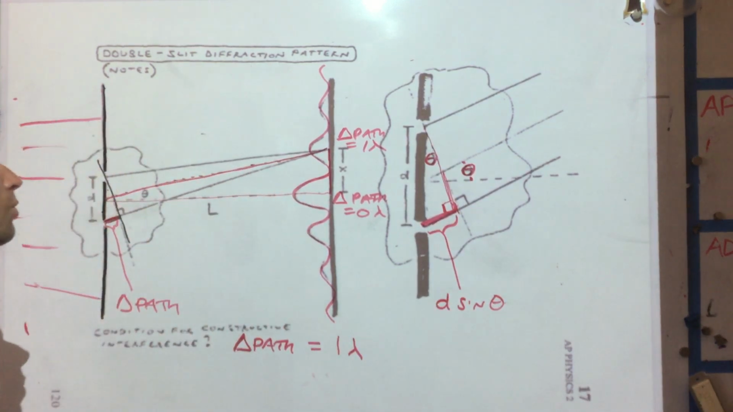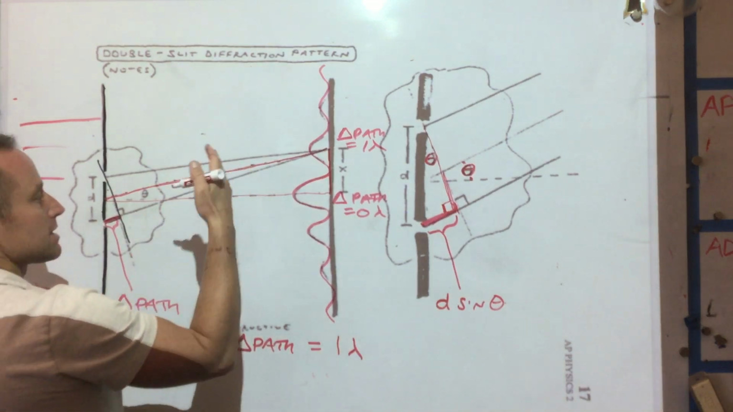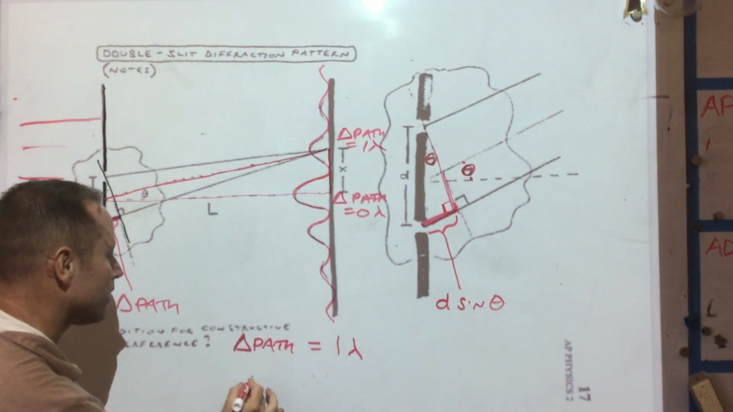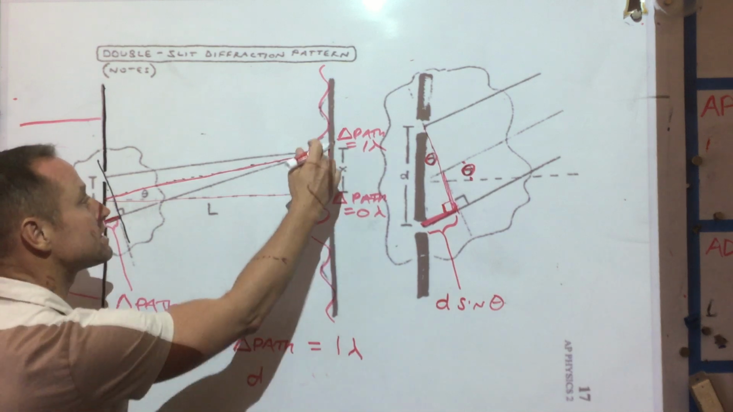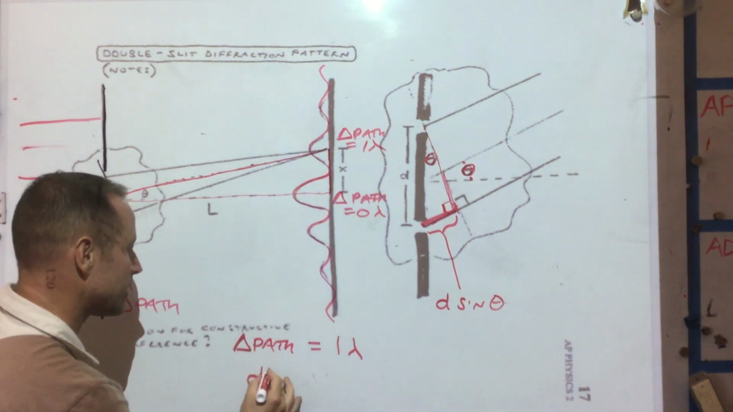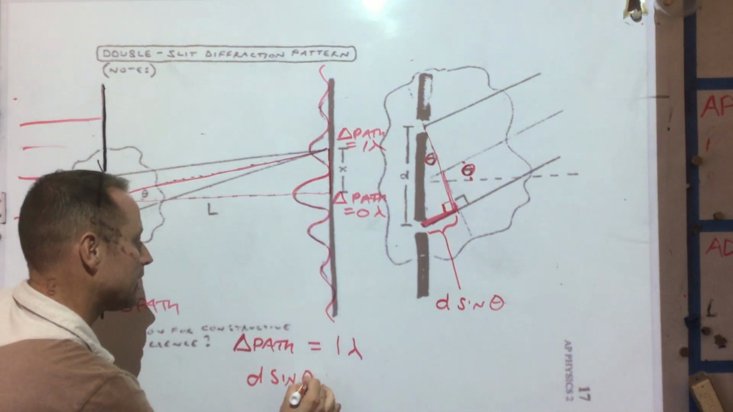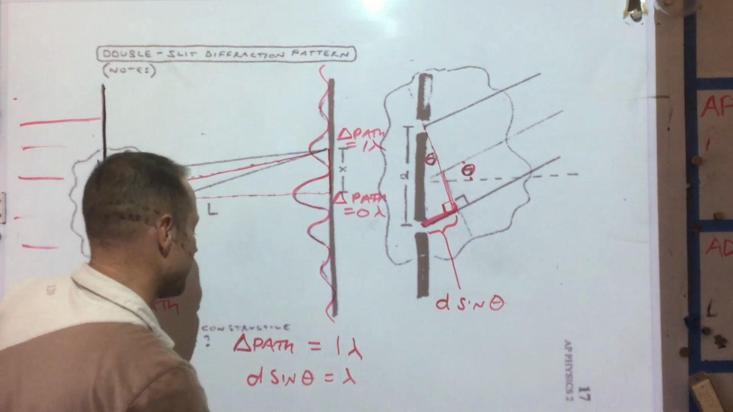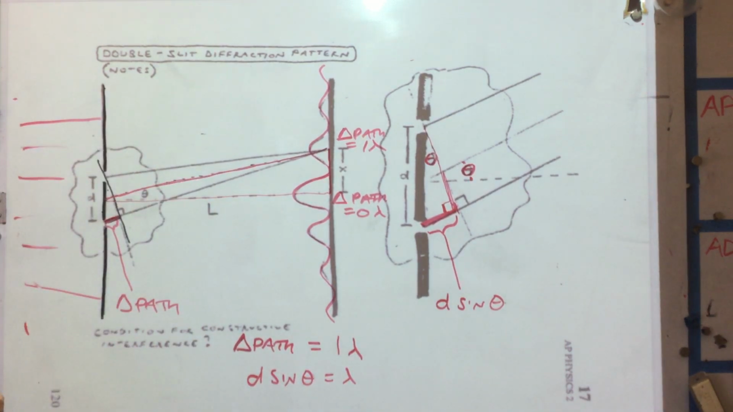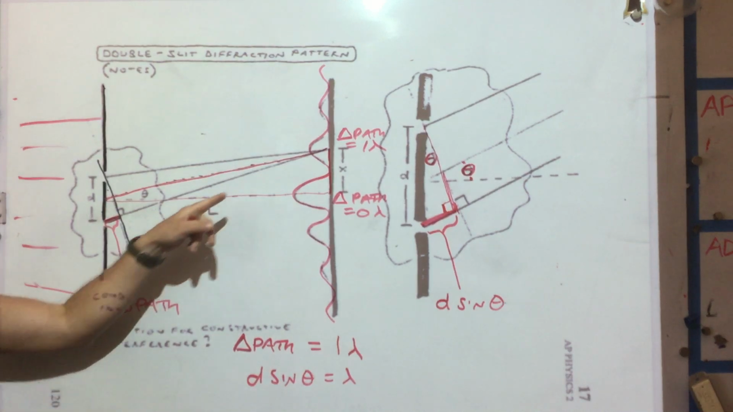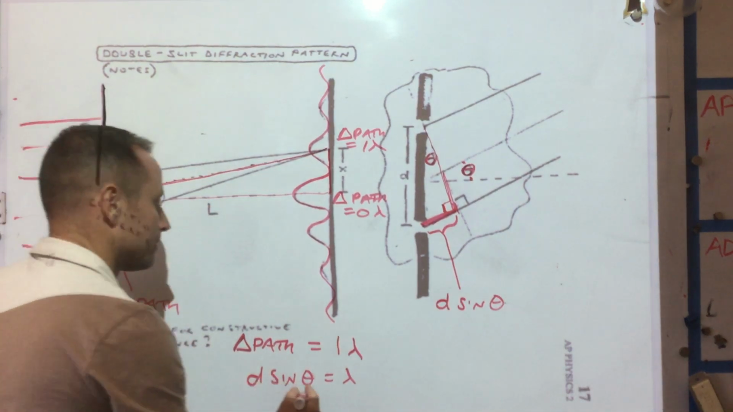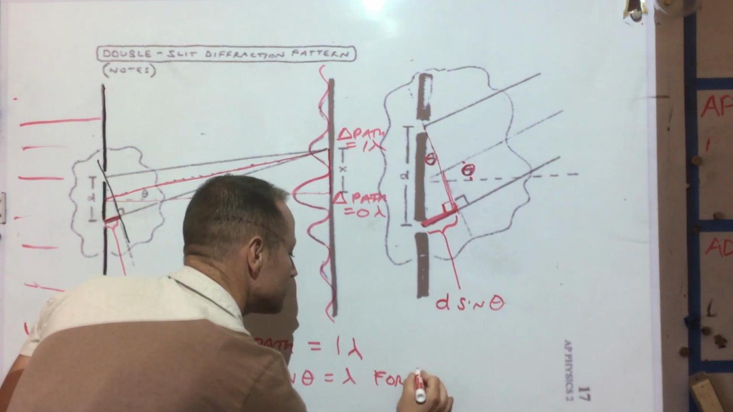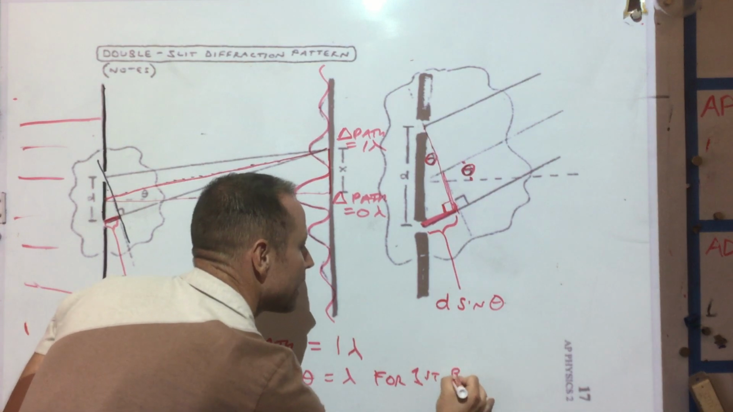Okay? So what we have just learned then is for this situation, the angle that we go out to get to the first spot is related to the wavelength and the spacing here by this relationship, D sine theta equals lambda. So this would be like, say, for the first bright spot.